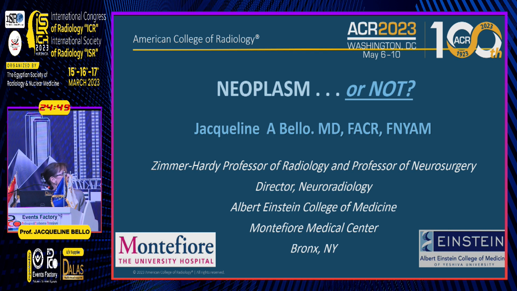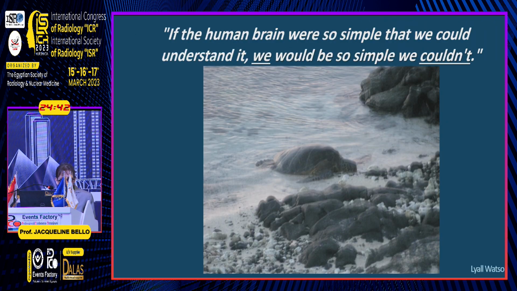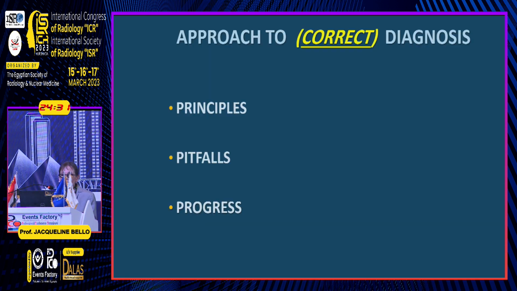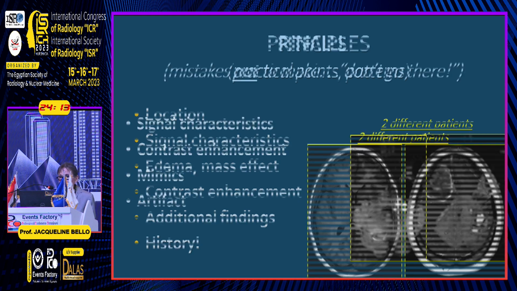So today's topic is going to be neoplasm or not. I have no disclosures, and I like this saying that if the human brain were so simple that we could understand it, we would be so simple that we wouldn't or couldn't. We're going to discuss an approach to correct diagnosis, looking at principles, pitfalls, and progress. And under principles, look at location, signal, edema, contrast enhancement, other findings present, and of course, the history.